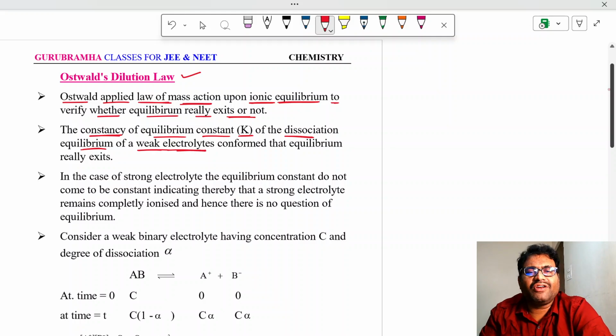For weak electrolytes, K remains constant. What did he find? For weak electrolytes, K is K. What is K? Equilibrium constant.